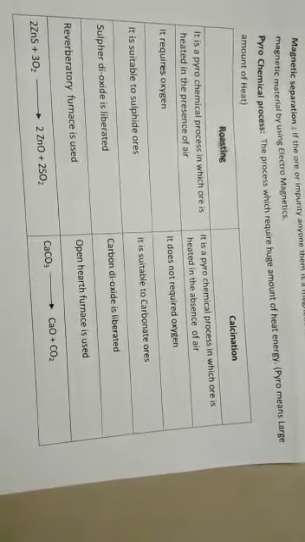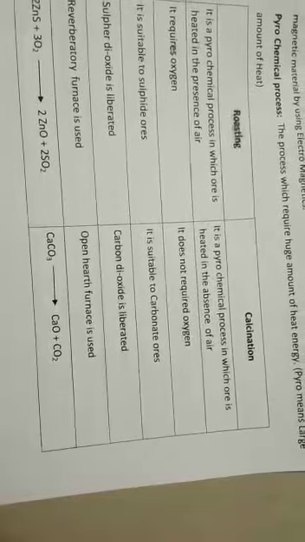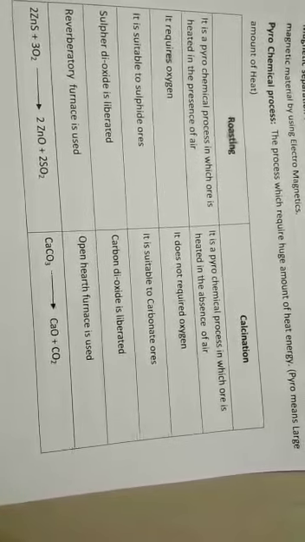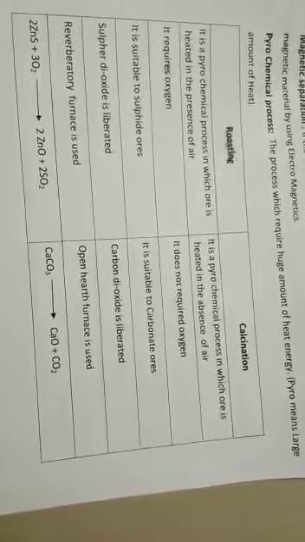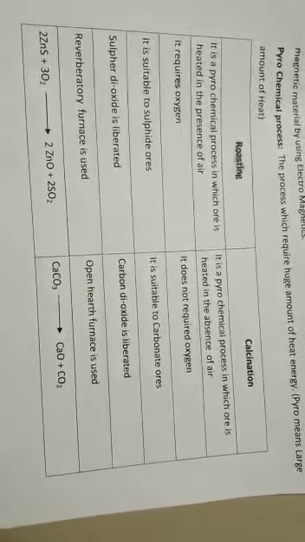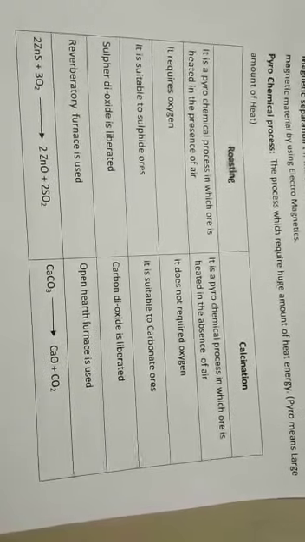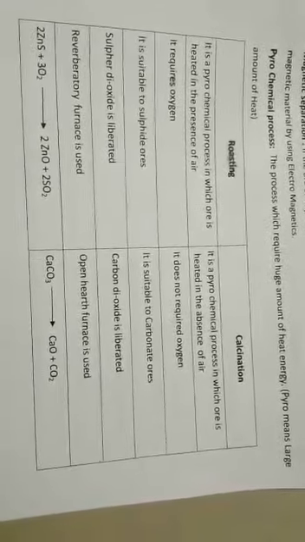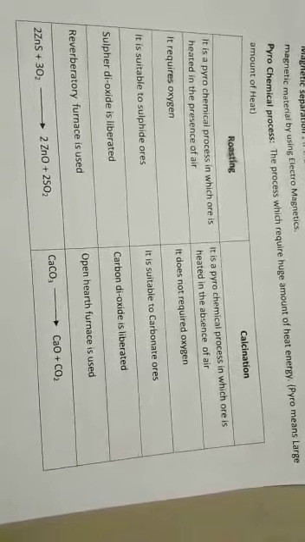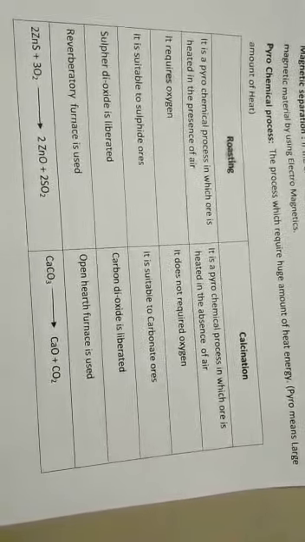Broadly, if we see the differences between roasting and calcination: roasting is a pyrochemical process in which the ore is heated in the presence of air. Calcination is a pyrochemical process in which the ore is heated in the absence of air. Roasting requires oxygen; calcination does not require oxygen. Roasting is suitable for sulfide ores, and calcination is suitable for carbonate ores, where sulfur dioxide gas and carbon dioxide gas are liberated respectively. Roasting is generally done in a reverberatory furnace, and calcination is generally done in an open hearth furnace. Example: 2ZnS plus 3O2 gives 2ZnO plus 2SO2.